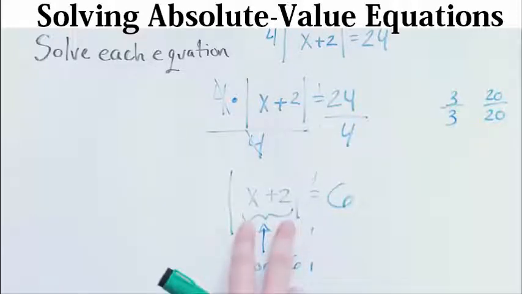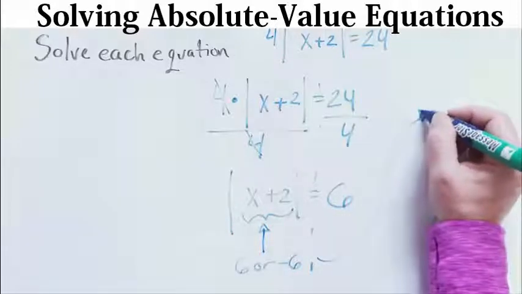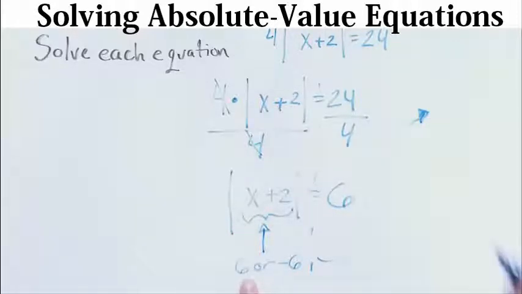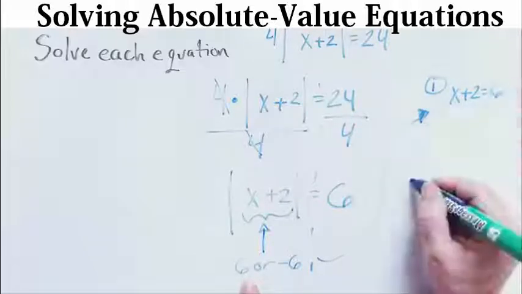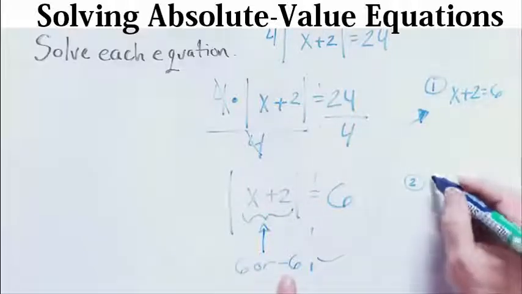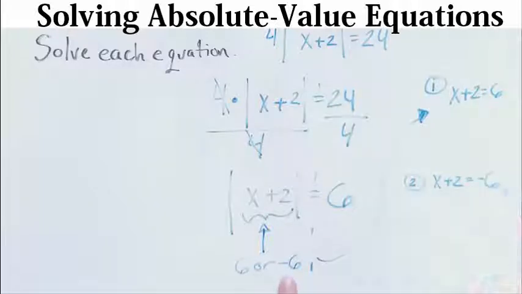So we have to figure out how we could make x plus 2 be 6, or how we could make x plus 2 be negative 6. I'm going to do the rest of my work over here. We're looking for the first case, when x plus 2 was 6, and then we're going to do the second case, where x plus 2 was negative 6.